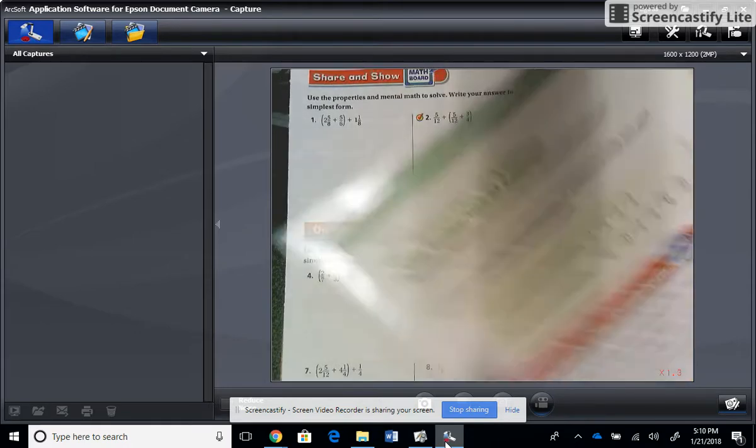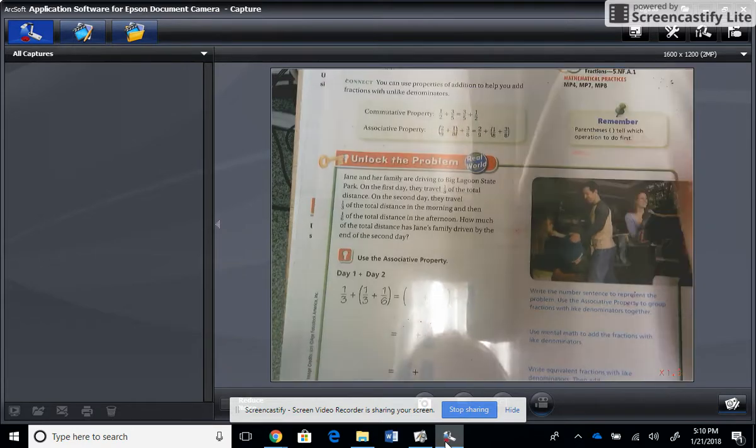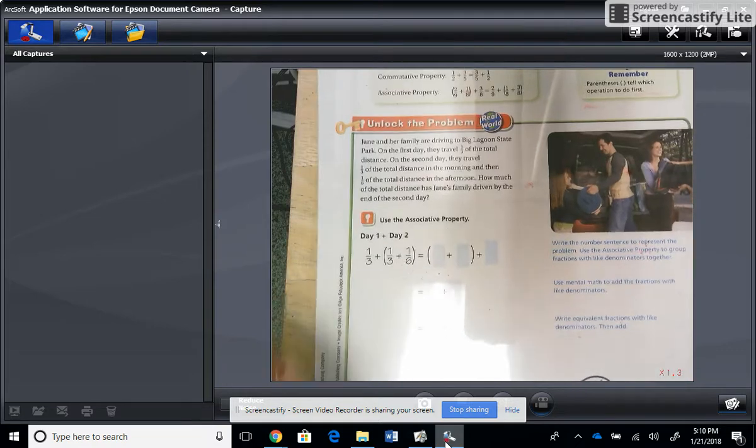All right, guys, we are on our last lesson, and this is going to show us one more way to use the properties of addition to help us add and subtract. If we're adding, we can use the commutative property or we could use the associative property.